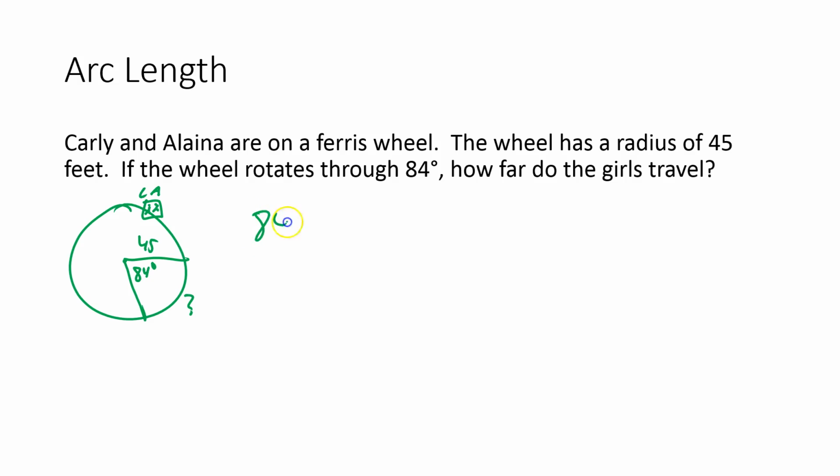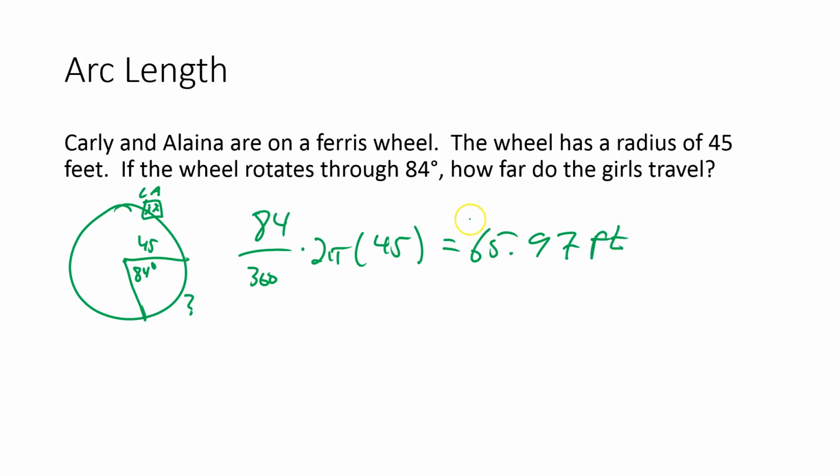So we have 84 pieces out of 360. We multiply by the circumference of the entire circle, because this is going to give us the percentage of the circumference we want. So we have 2 pi times 45. Grab our calculator and just punch that in. So 84 out of 360, I get 0.233 multiplied by 2 pi. Multiply that by 45, and I get 65.97 feet. So 84 degrees, which is somewhere between 1 and 2 radians, makes sense to me that you're going to end up going somewhere between 45 and 90, and 65.97 feet.